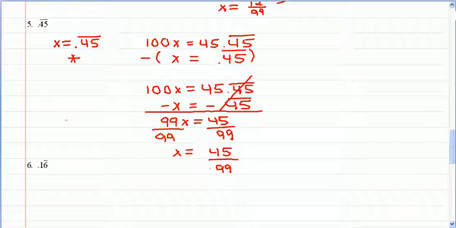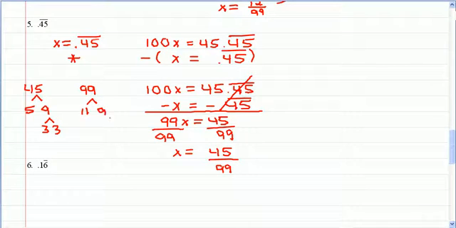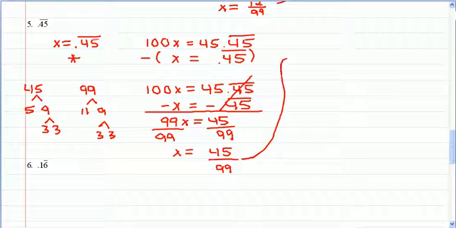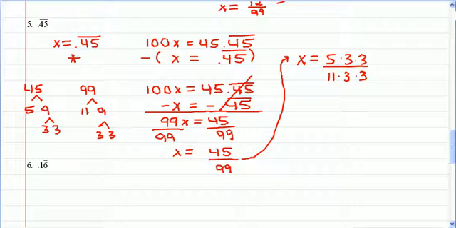So 45 out of 99 is correct, but it's just not in simplest form. So I want to take 45 and split it up as 5 times 9, and then 9 is 3 times 3. And 99 we saw earlier was 11 times 9, and then 3 times 3. So instead of writing 45, I write its prime factorization, and instead of writing 99, I write its prime factorization. The 3's cancel, and I'm left with 5 over 11.